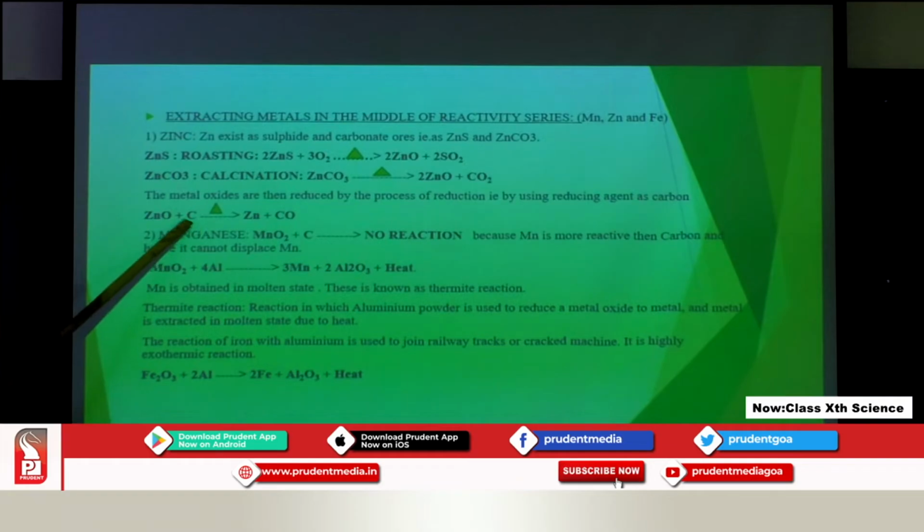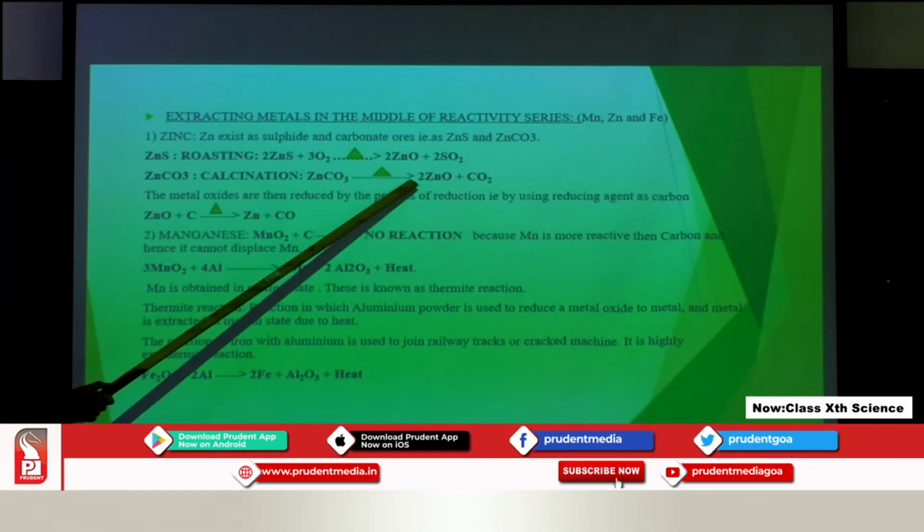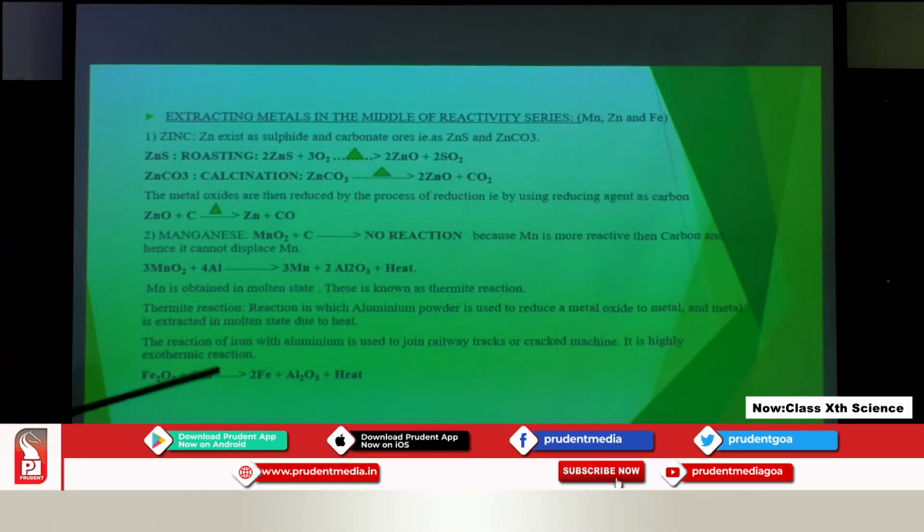So, here a displacement reaction is taking place, and in calcination zinc carbonate is converted to two products. The main reactant is getting decomposed, so a decomposition reaction is occurring.